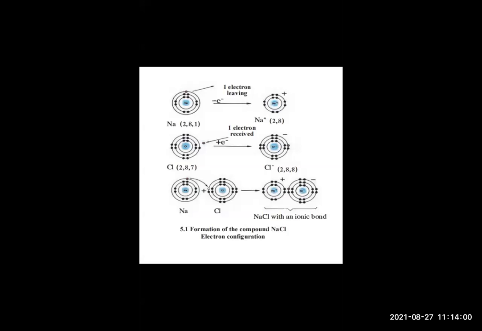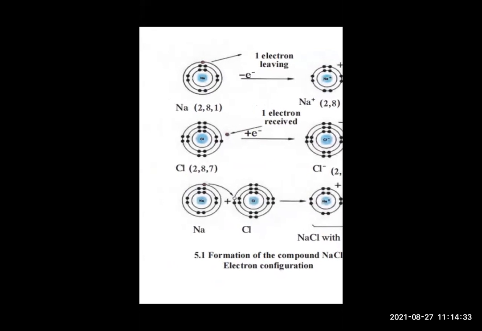2, 8, 1. You can see the electronic configuration because the atomic number of sodium is how much, students? 2 plus 8 plus 1, tell me how much it is. What is the atomic number? 11. Very good, Ria. So the atomic number of sodium is 11. That's why the electronic configuration is: in the first orbit 2 electrons, in the second orbit 8 electrons, and in the third orbit 1 electron.